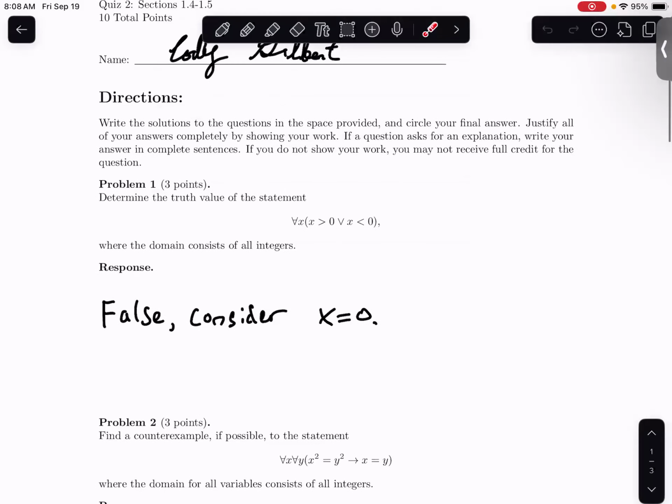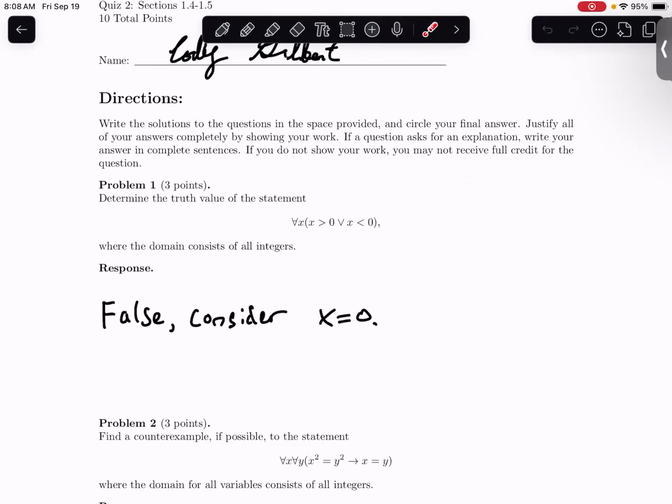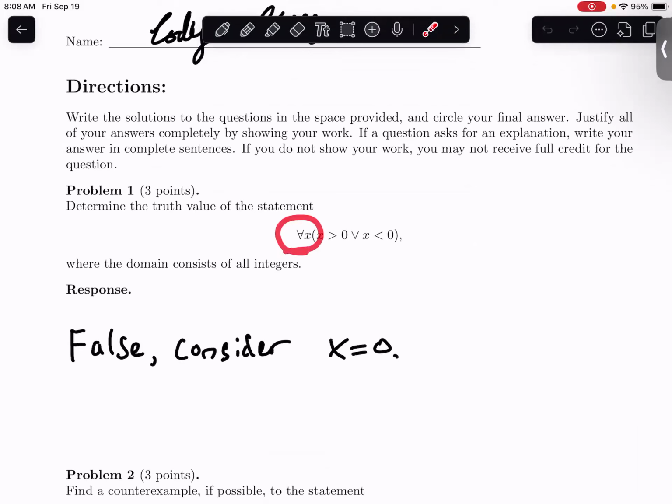I think problem 1 generally went well. So for problem 1, it was asking, for all x, do we have x greater than 0 or x less than 0? This is going to be false, because if we let x be equal to 0, it's not greater than 0 or less than 0. So this stands as a counterexample.